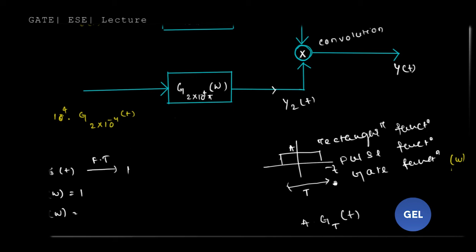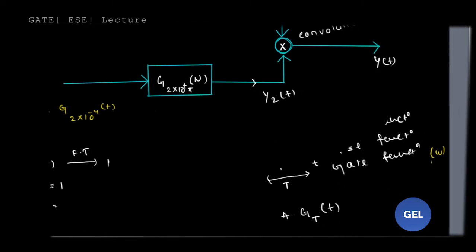If it is a frequency domain omega, you can write down here omega, so a g of t by T. What is this T? T is nothing but the width. So that means 2 into 10 to the power 4 pi will be the width of this gate function. Absolutely correct. You understood this concept.